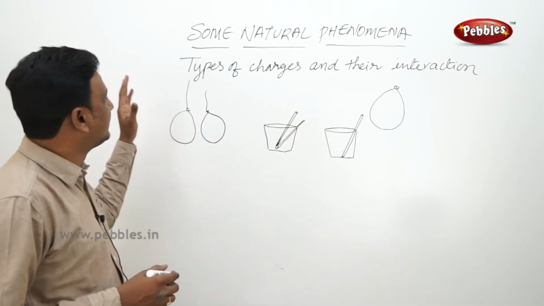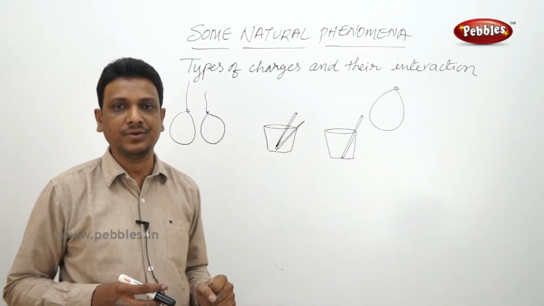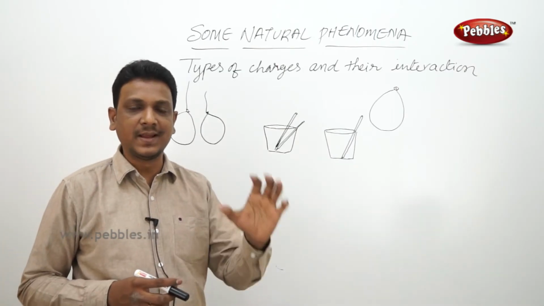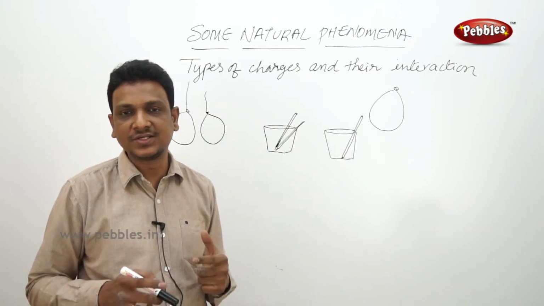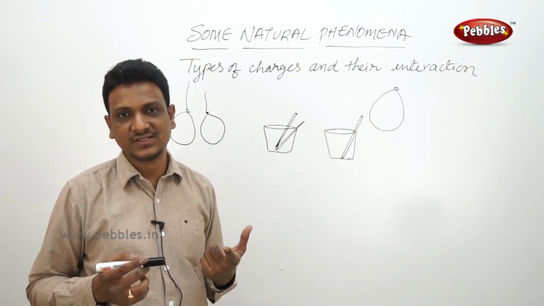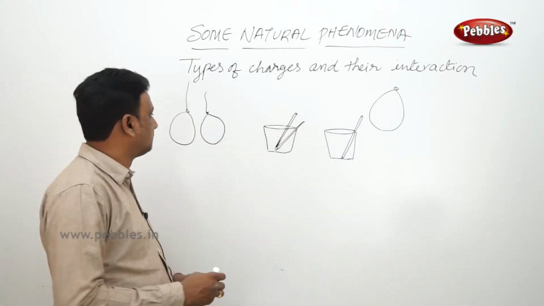So now let us look at the types of charges. We discussed that charges are produced. We discussed that a body can be charged. But is this charge a single kind of charge or two different charges? Let us see. Here we have different activities.